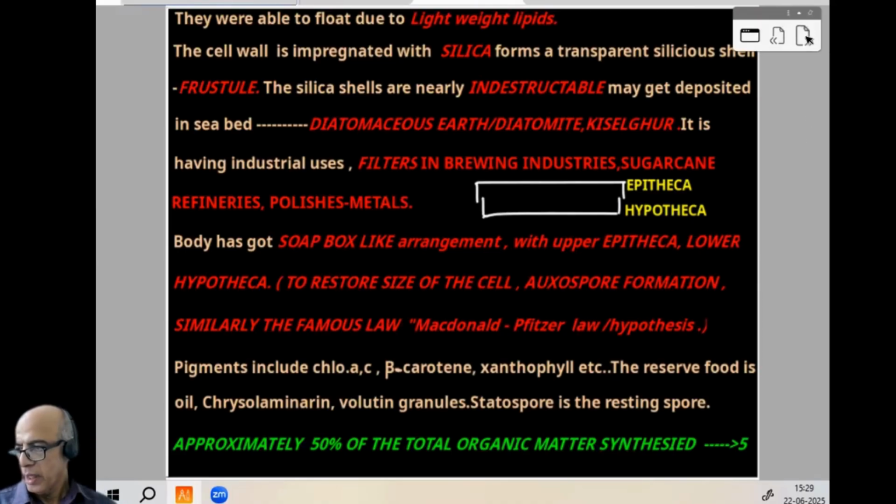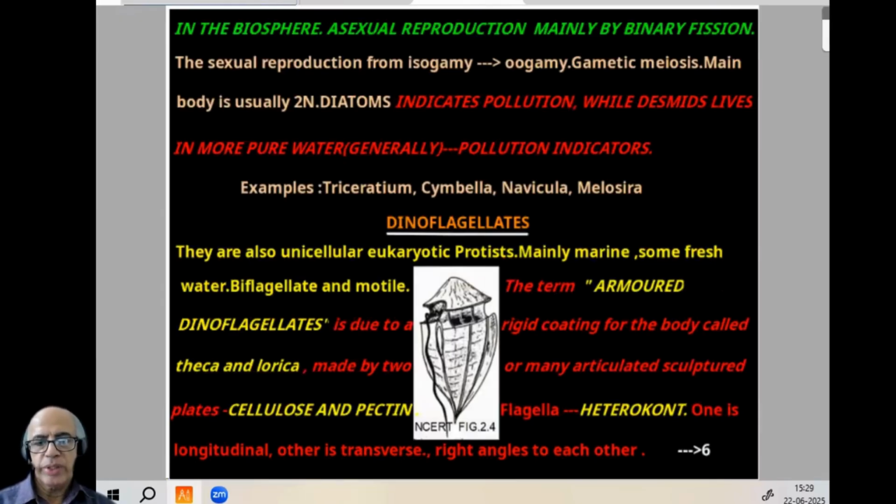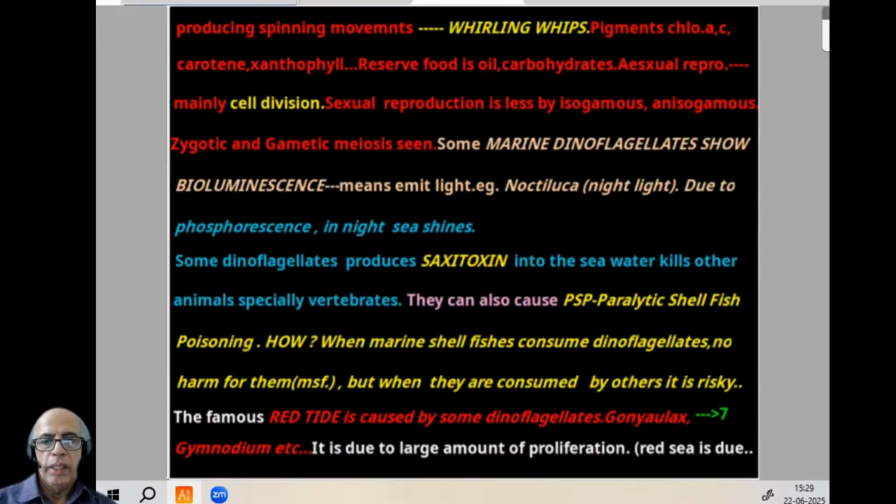And examples. Then came dinoflagellates, again unicellular eukaryotic protists, marine, armored dinoflagellates. Then that covering is due to cellulose and pectin, flagella heterocont. One is longitudinal, one is transverse. Then whirling whips, how the name came. Then reproduction, cell division, asexual. Sexual reproduction is there, less. Some marine dinoflagellates show bioluminescence. Example is Noctiluca. Then saxitoxin, paralytic shellfish poisoning, red tide, Gonyaulax, variation in the Red Sea, cyanobacteria, Trichodesmium. So red tide is Gonyaulax.